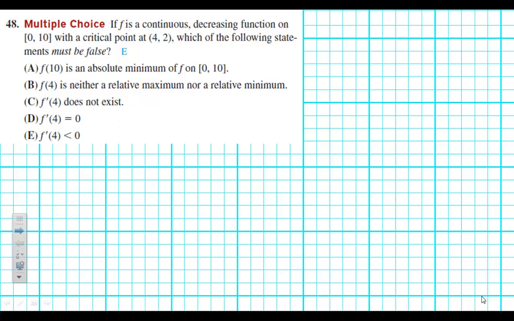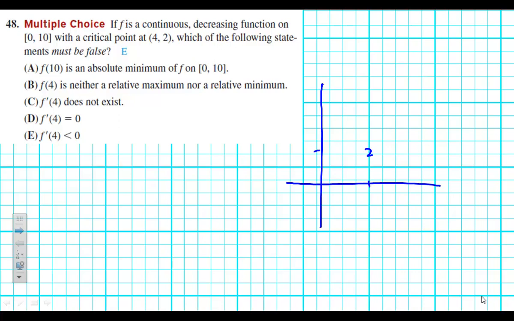So, here we go. Problems 48, 49, and 50 in quick order. If f is a continuous, decreasing function from 0 to 10, with a critical point at (4, 2), which of the following statements must be false? Okay, let me just draw this out, just so I can get an idea. It's continuous, it's decreasing, and it has a critical value at x equals 4 and y equals 2.